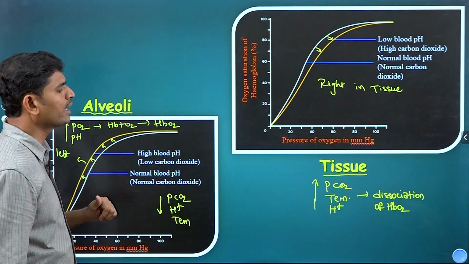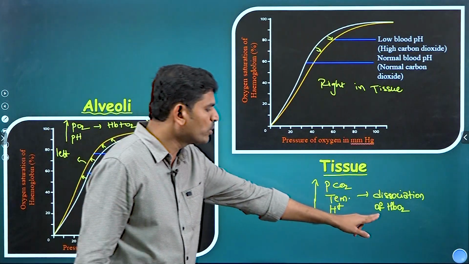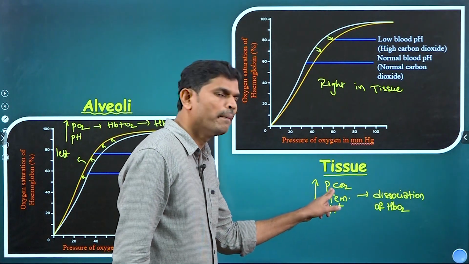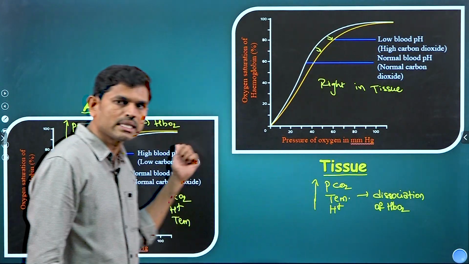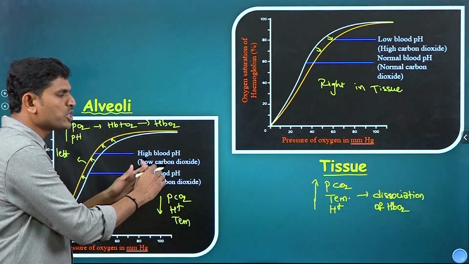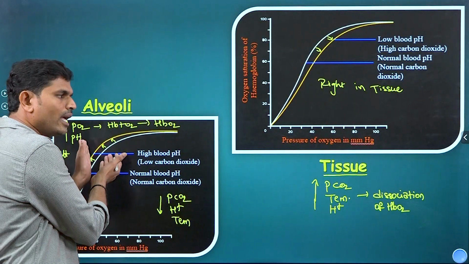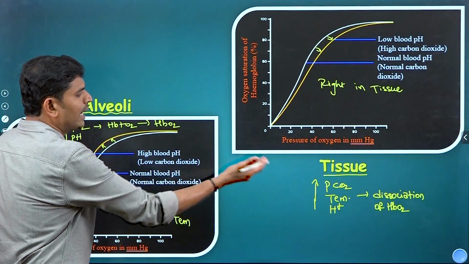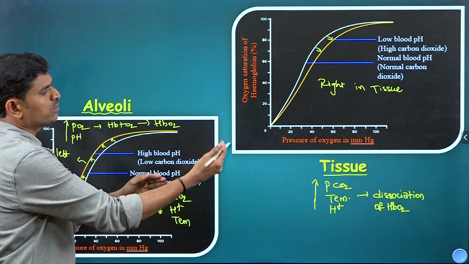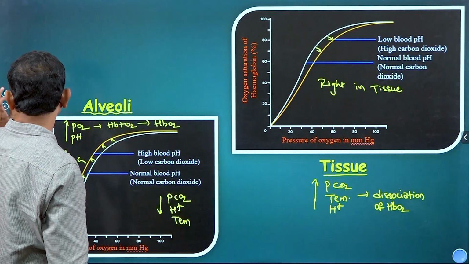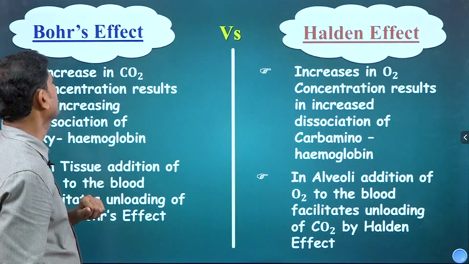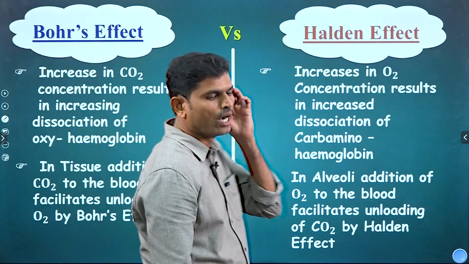What is the Haldane effect? Here HbO2 dissociation is favored by PCO2. Here HbO2 association is favored by PO2. That is only called the Haldane effect. So this is Bohr's effect and this is the Haldane effect. We can see it in a bit more detail in the next slide. This is Bohr's effect, Haldane effect.